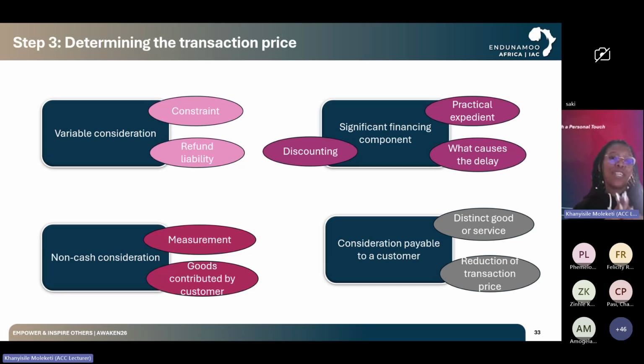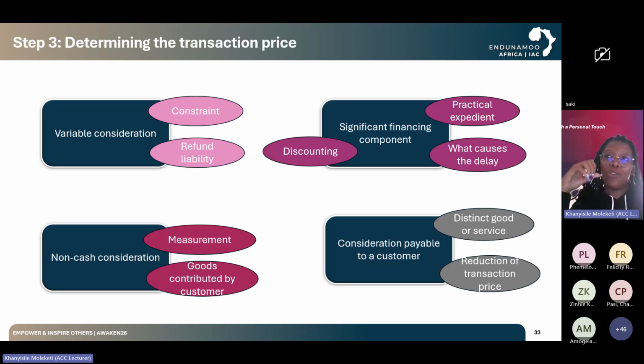Essentially, 4 key things: is there variable consideration? Is there a significant financing component? Is there non-cash consideration that we're receiving? And is there consideration that I'm paying to a customer? 4 key things. So when the question starts talking about how much you're going to receive, these are the 4 key things you should be thinking about. Is there something that's causing variability? Is there a gap between delivering the goods or satisfying my performance obligation and payment? Is there part of the payment terms that requires the customer to pay me in something other than cash?